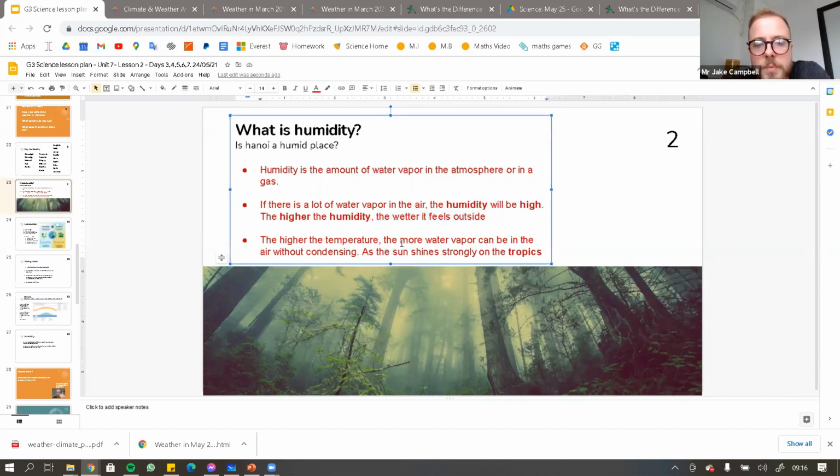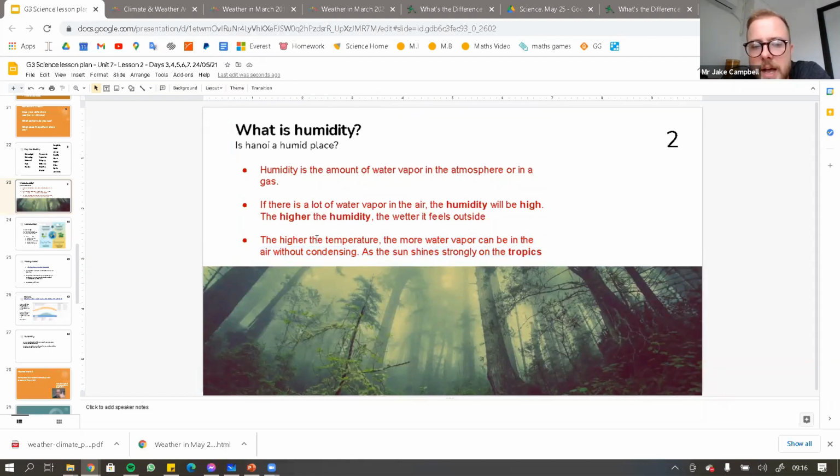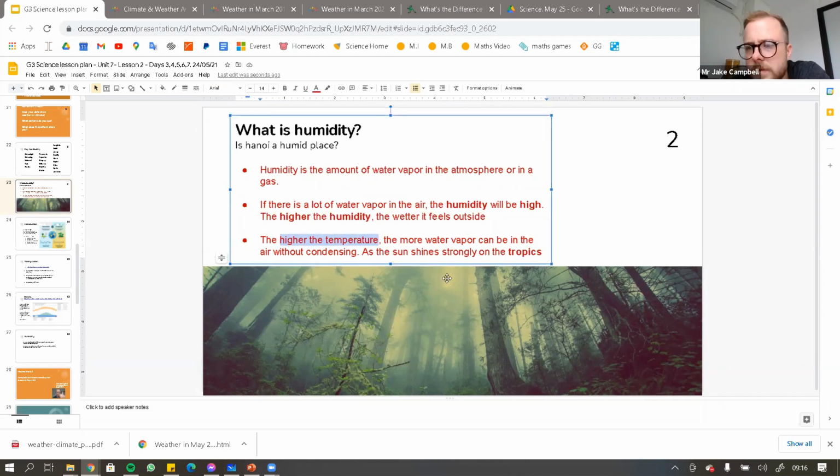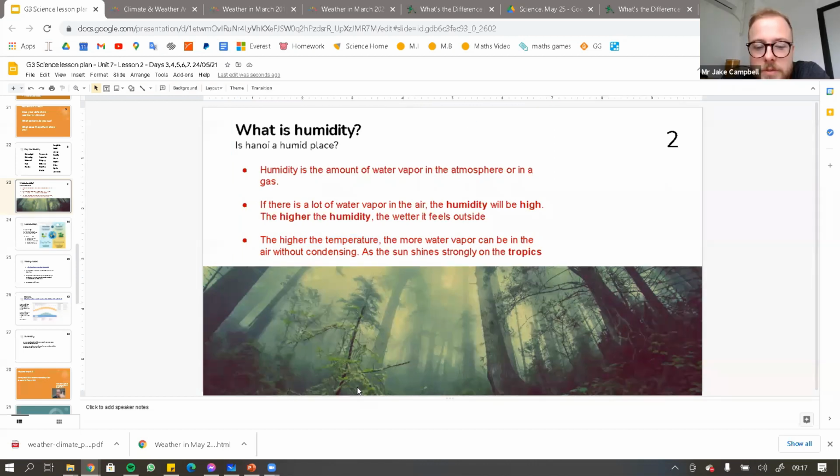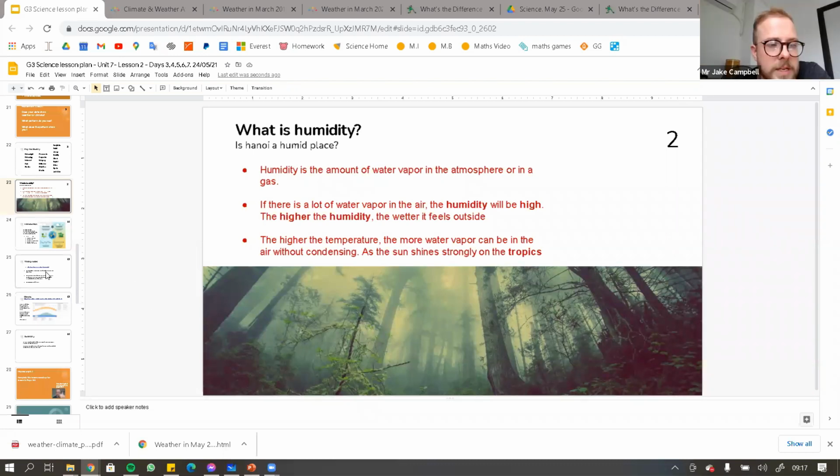The higher the temperature, the more water vapor can be in the air without condensing, as the sun shines strongly on the tropics. Does the high humidity happen in high temperature or cold temperature? High temperature. High temperature, that's it. Yeah, the water vapor gets trapped in the air. All right, very good. Nice little recap.